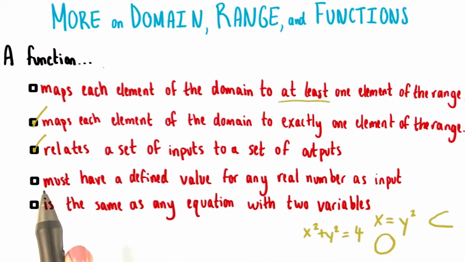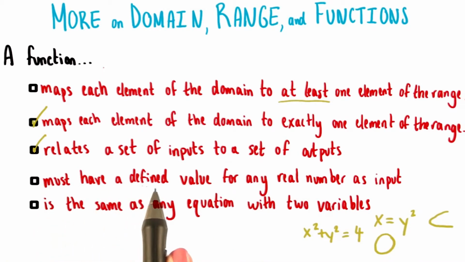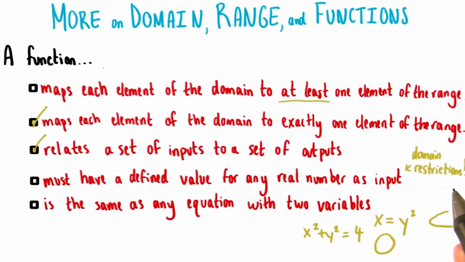And finally, if we said that functions must have a defined value for any real number input, then we would be saying that the domain of every single function has to be all the real numbers. And that's just not the case. We've talked about two different major types of domain restrictions that prevent certain real numbers from being within the domains of certain functions. We'll talk about even more of these cases later on. You just have to wait a couple of weeks for some really, really exciting stuff.